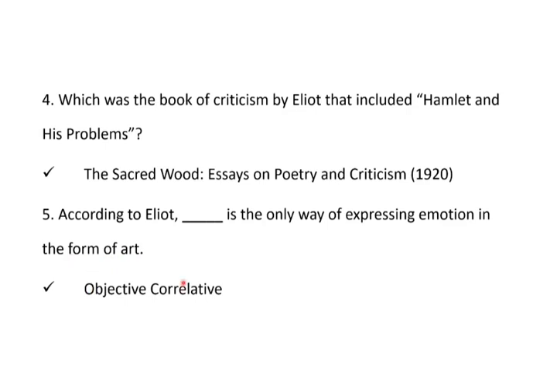Here comes the answer to the question, what is objective correlative? Eliot believed that the only way of expressing emotion in the form of art is objective correlative. If you want to express an emotion through an art form, the only way is to find an objective correlative. So this question will lead us to the next question. How can we find this objective correlative? Right? Let's move on to the next slide.